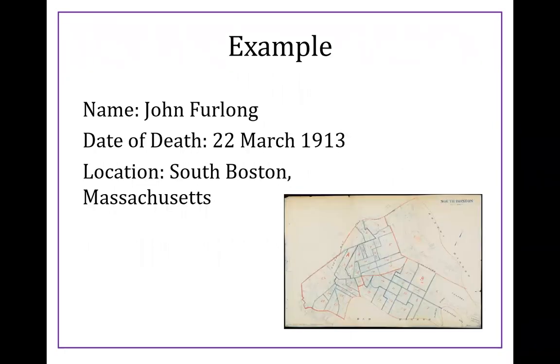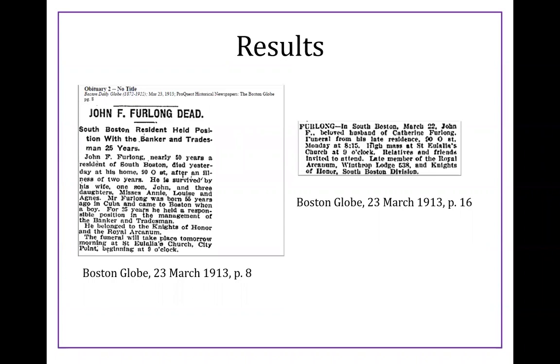So we're going to go through another example. This person was chosen at random. I had a coworker just pick a day, and then I just picked a name on there. So we're going to look for John Furlong. We know that he died on March 22nd, 1913, and he lived in South Boston. So what are we going to do? We're going to look ahead at the list of databases, and we do have the Boston Globe for that time period.